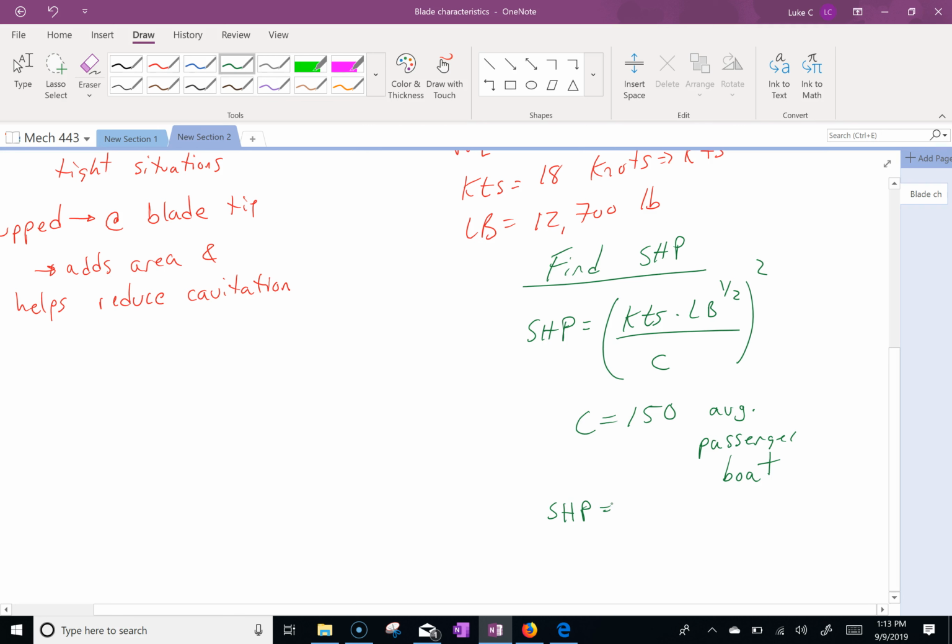There's kind of like a class. Use 150 for these types of boats. Most of it was through experiments. So you get about 182 horsepower.